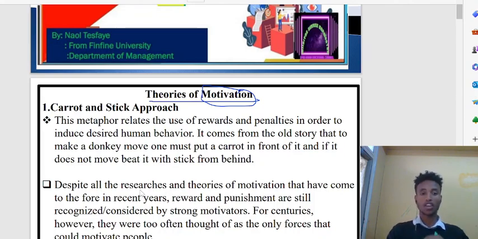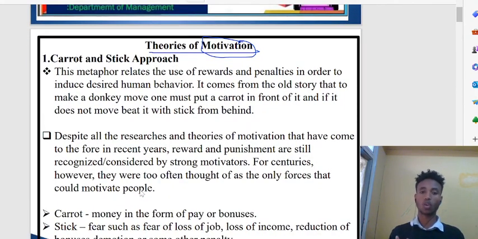Despite all the research and theories of motivation that have come to the fore in recent years, reward and punishment is still recognized as a strong motivator.